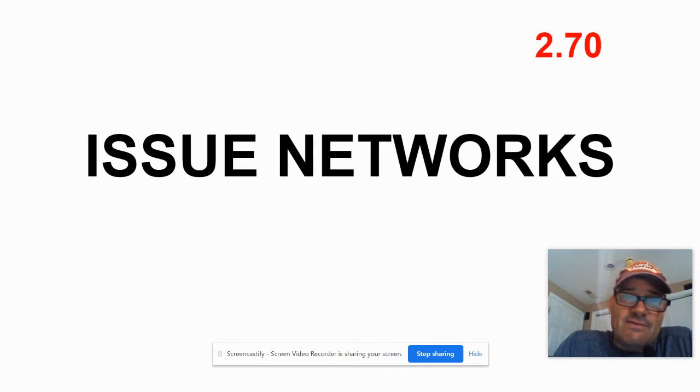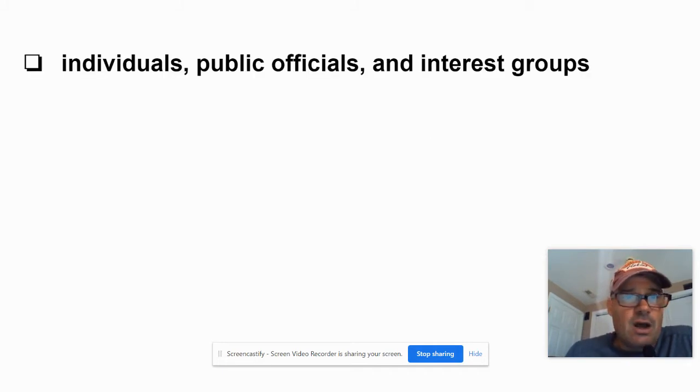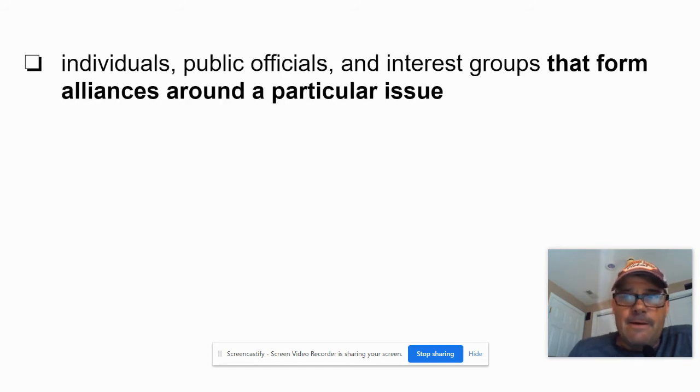So first, we have 2.70, issue networks. That's the first thing we're looking at, issue networks. Flip over to the backside when you're ready, or pause before I go there. All right, so issue networks are a network of individuals, okay, so citizens, public officials, all right, so that could include bureaucracies, and interest groups, like formal, organized interest groups. And they form an alliance around a particular issue.